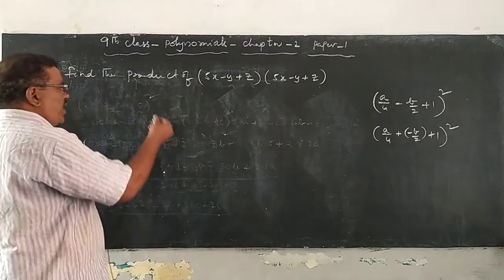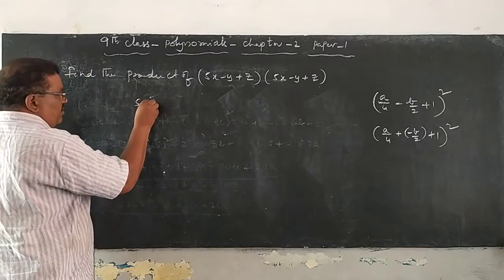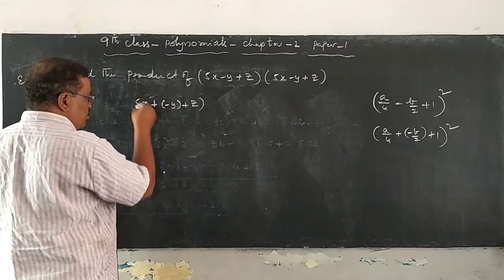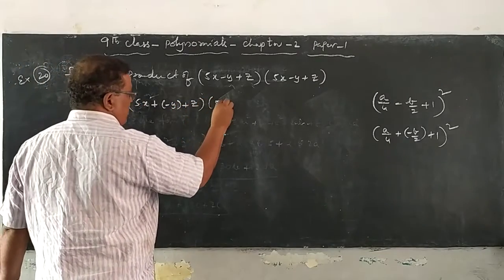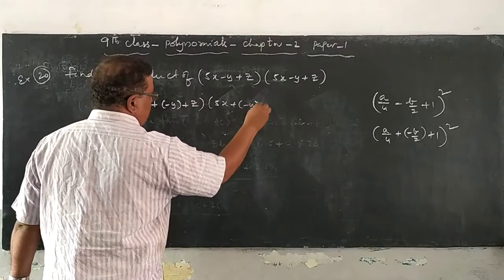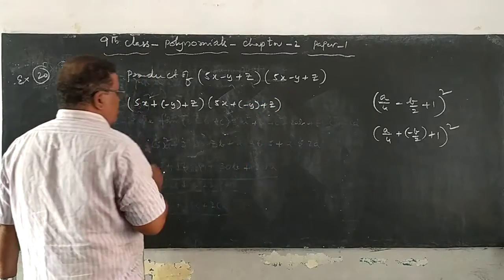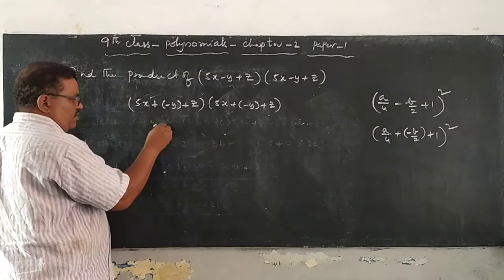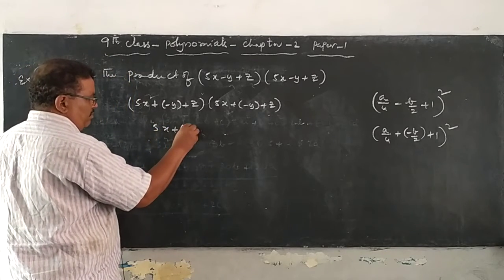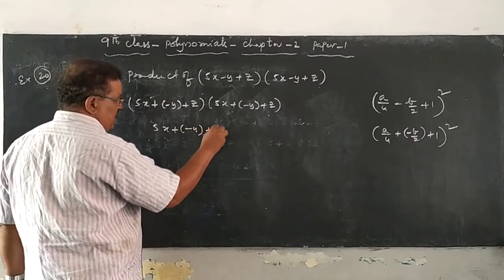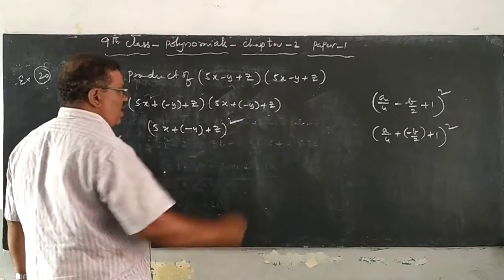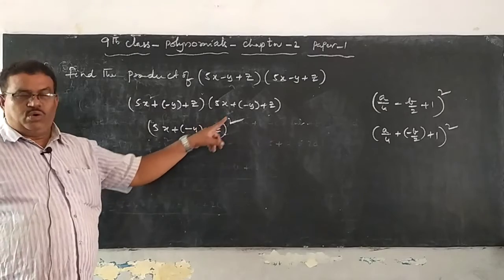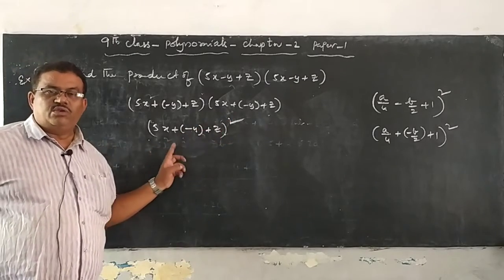So how do we have to write this one? First of all, let us see: (5x plus minus y plus z) into (5x plus minus y plus z). So (a plus b plus c) into (a plus b plus c) is (a plus b plus c) whole square. You have to apply the identity (a plus b plus c) whole square, children. Okay, you have to do this one yourself.